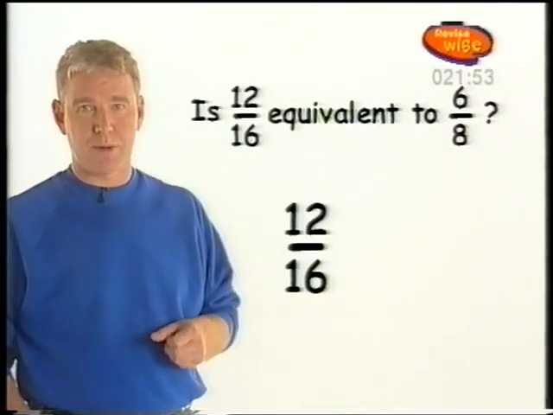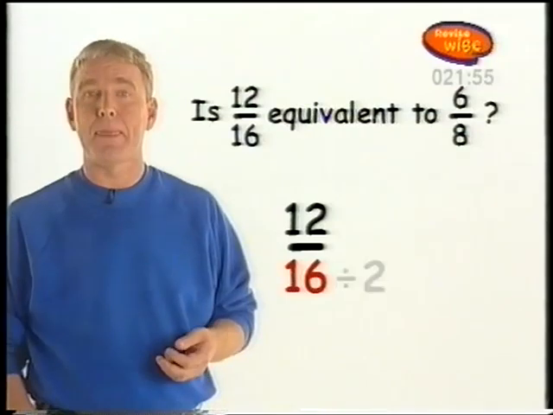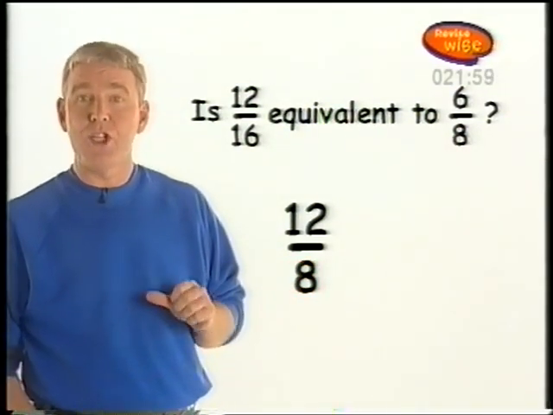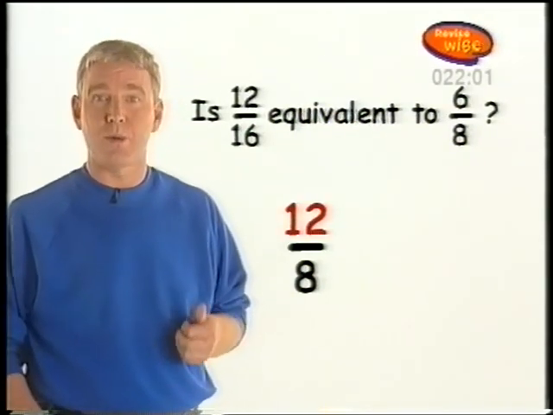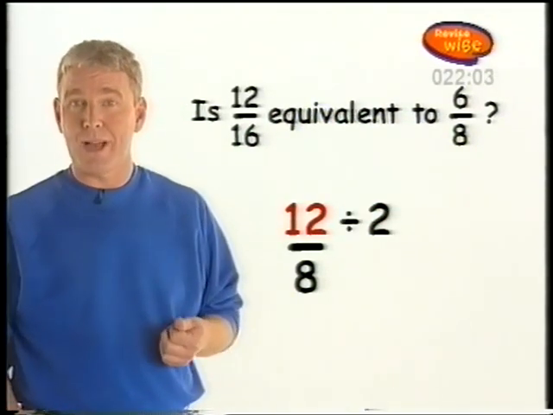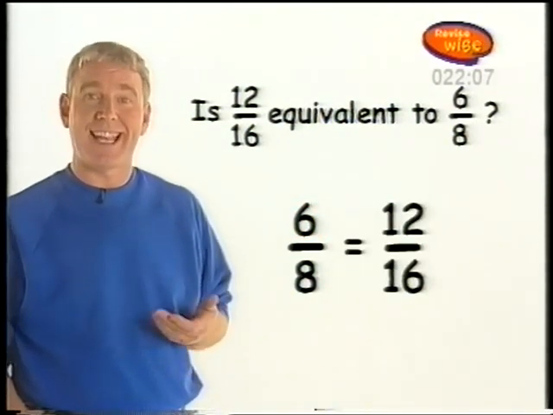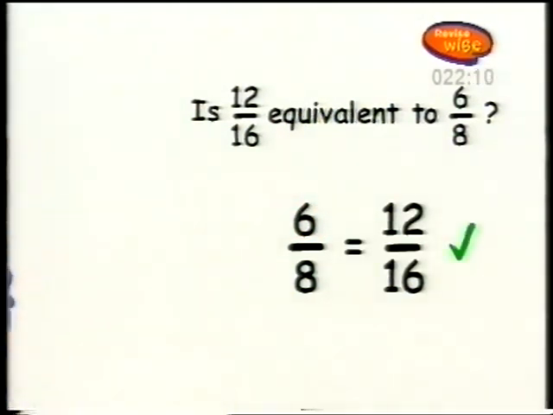The denominator of 12/16 is 16. Divide it by 2 and the denominator becomes 8. The numerator of 12/16 is 12. Divide it by 2 as well and the numerator becomes 6. So 12/16 is equivalent to 6/8.